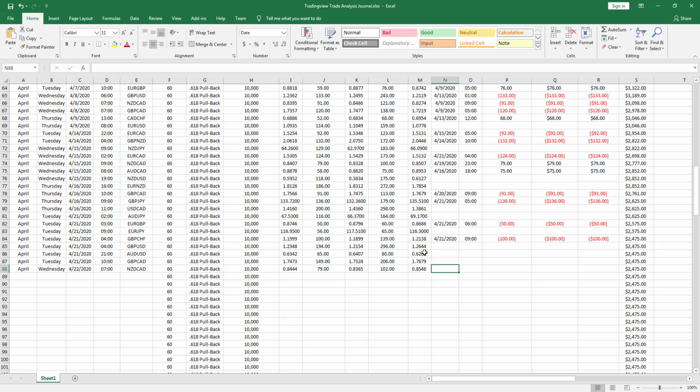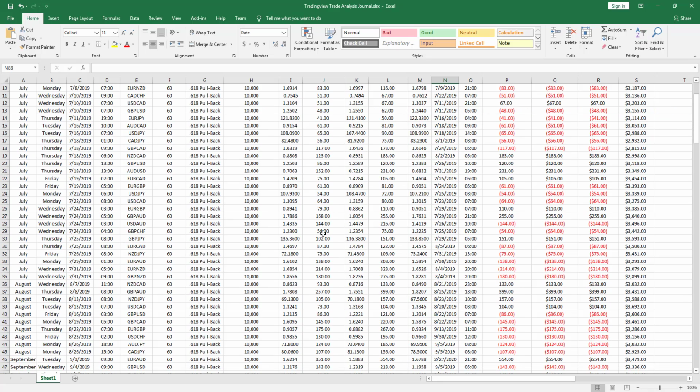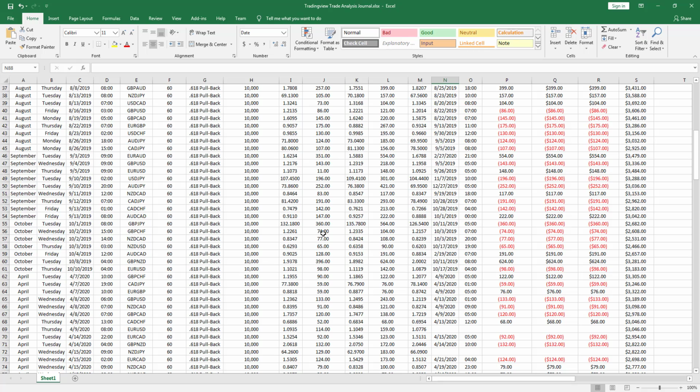This right here is the TradingView Trade Analysis Journal. For those of you who are just joining us, I track every trade since 2019, July of 2019 to be specific. I track every trade since then when it comes to TradingView.